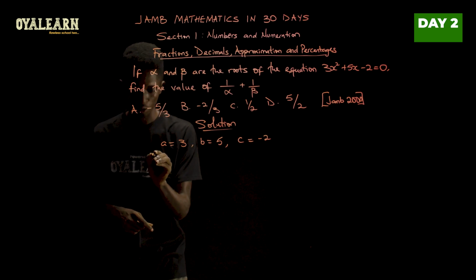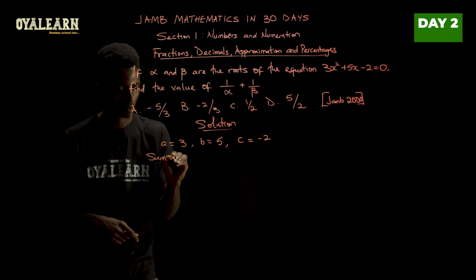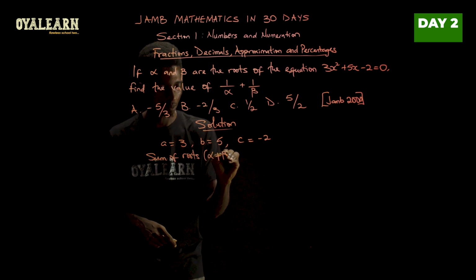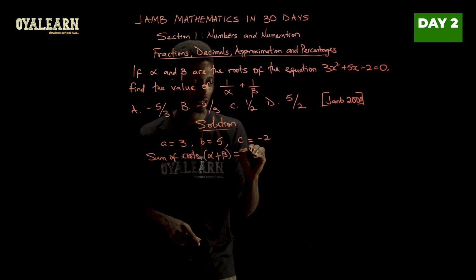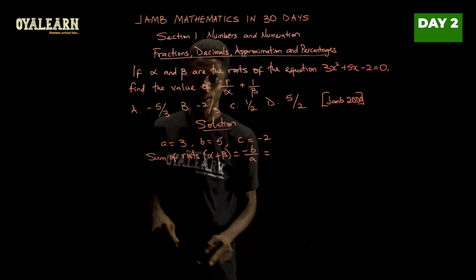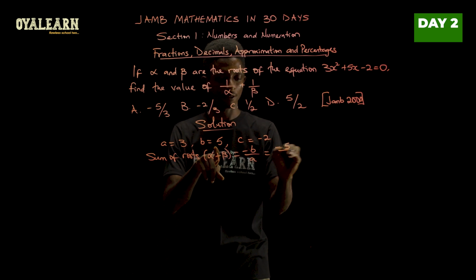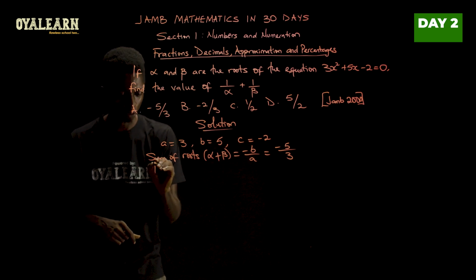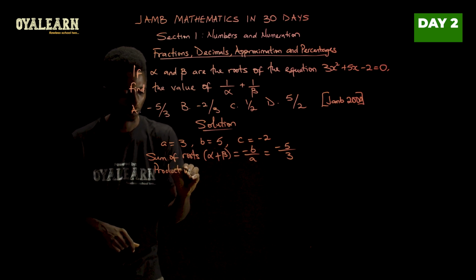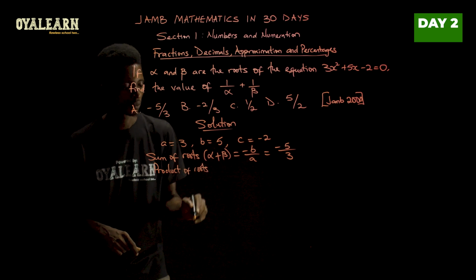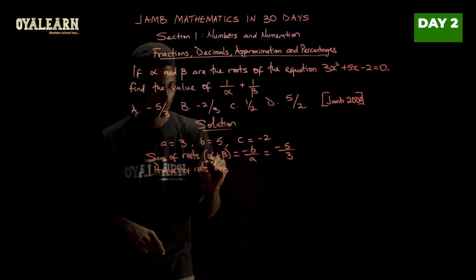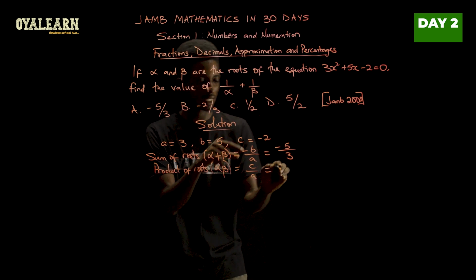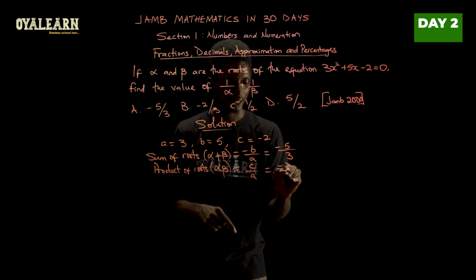And we know the sum of roots, that is alpha plus beta, is minus b over a. Therefore, we would have minus 5 over 3 as the sum of roots. Now, the product of roots is alpha beta, which is c over a. Now, c is minus 2 and a is 3.